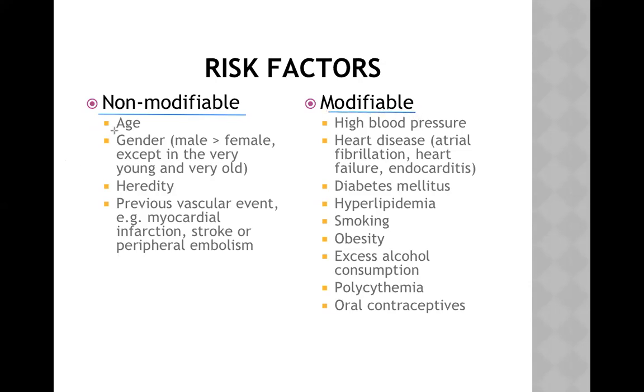Non-modifiable means we cannot do anything. If it happens, it will happen. Like age, it's not under our control. A stroke is commonly seen in older age. Regarding gender, it is more common in males, but in older females, stroke can also occur because the risk factors for atherosclerosis are also quite common in postmenopausal females. Hereditary factors run in the family, so they are not under control. And the previous history of a vascular event which has already occurred in the past, like MI, one past episode of stroke or even peripheral embolism, carries a very high chance of recurrence once again.